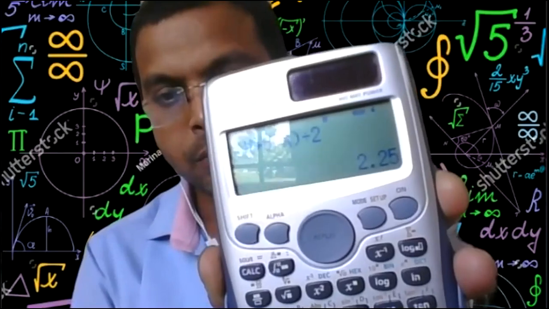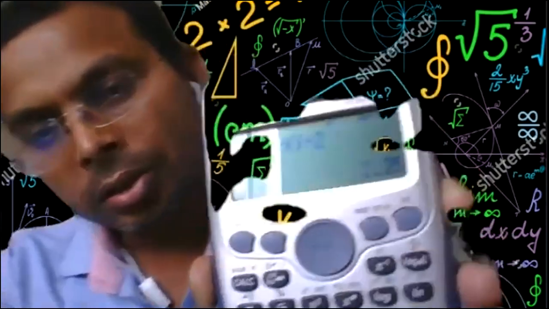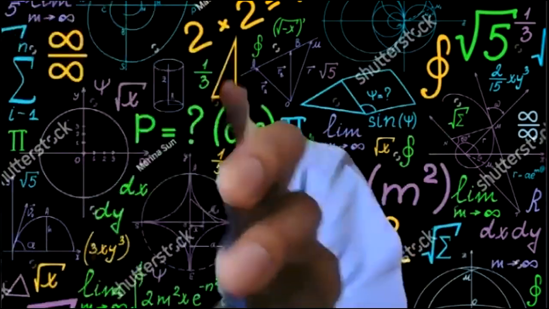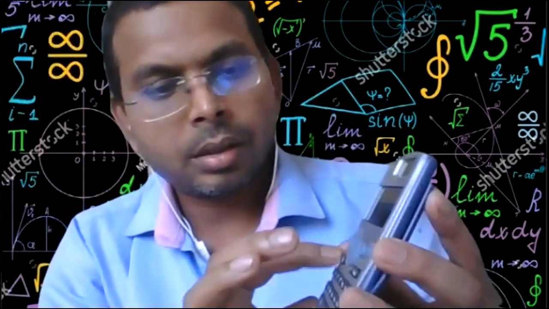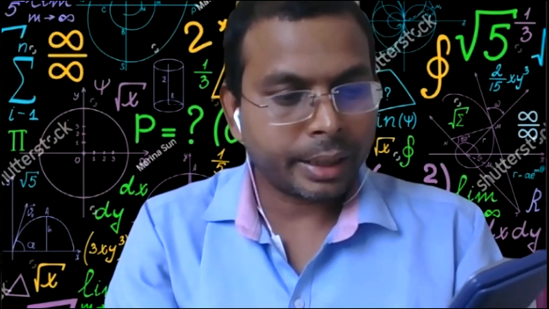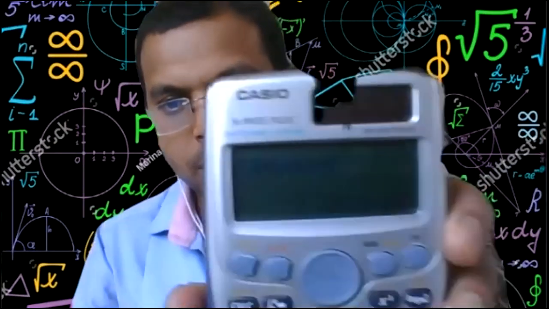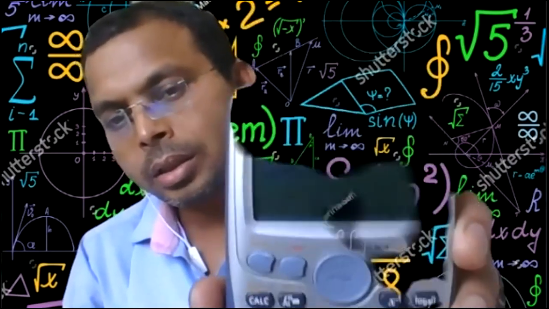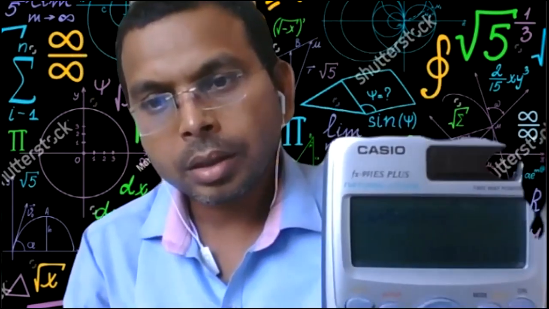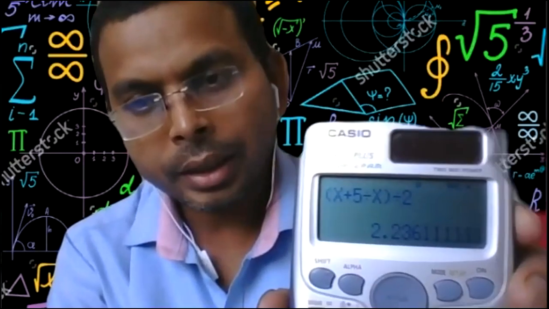Now we press the calc button again. The calc button is below, so let me show. This is the calc button. Again give 2.25, so we get the next value 2.2361. So likewise you can find other values also.